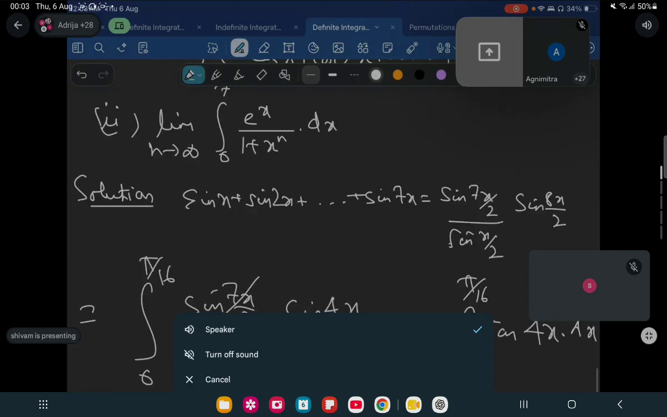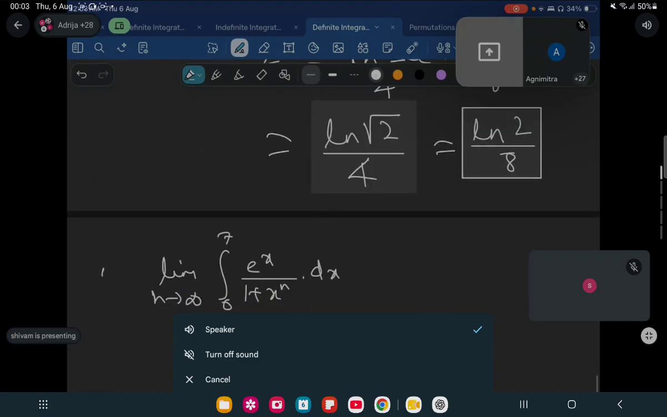Part 2. So pay attention. We know that x to the power n will tend to 0 if x lies between 0 and 1, and x to the power n will tend to infinity if x is greater than 1, as n tends to infinity. Right, everyone? We know this.